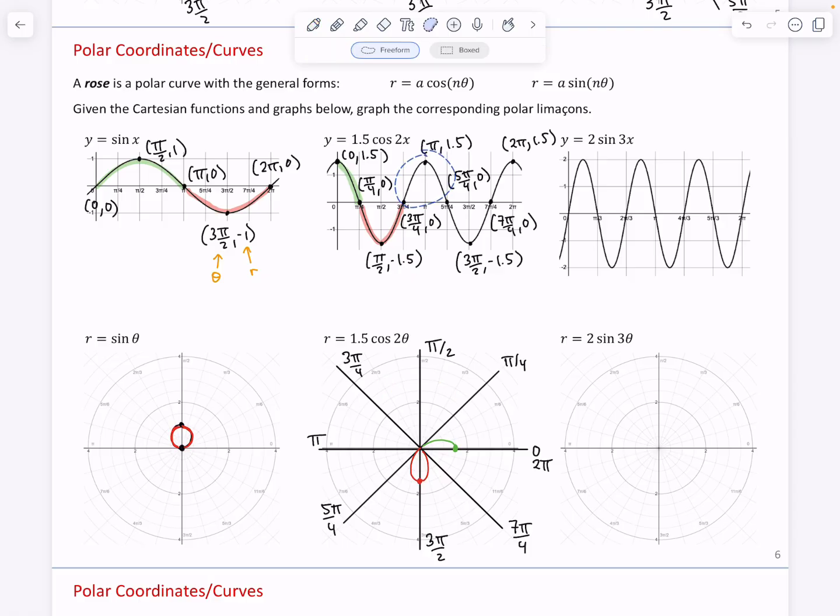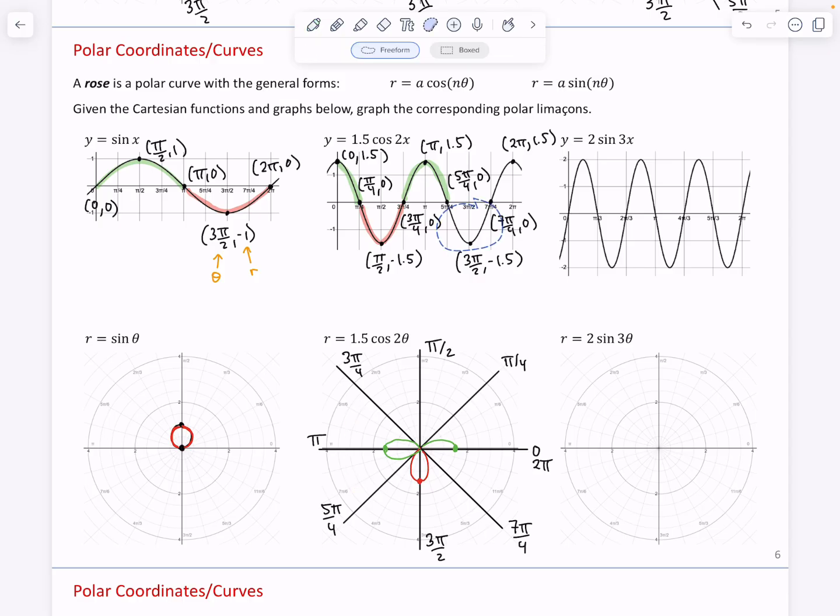This next portion of the curve is entirely above the x-axis, corresponding to angles between 3 pi fourths and 5 pi fourths. So that's this range of angles in our polar graph. And we're going to draw another loop, but because r is positive, this loop will be drawn in the same direction and will extend as far as 1.5 units away from the origin, giving us a complete green loop right there.